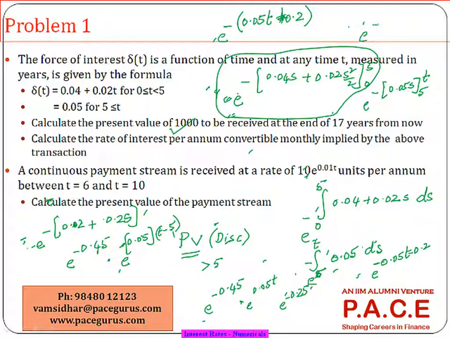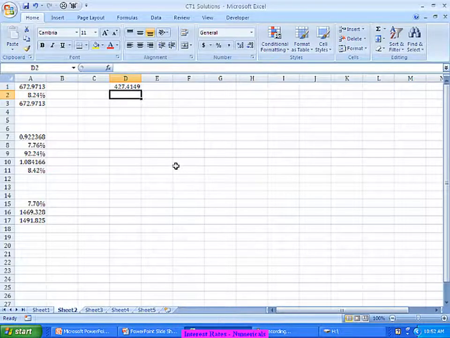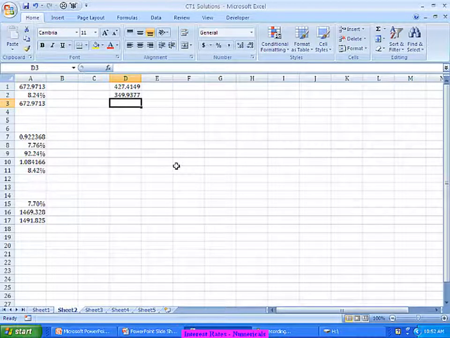So I'll take it as e to the power of minus, I don't need to do integration anymore, 0.05 into t, which is 17, comes out to 0.85, plus 0.2, which works out to e to the power of minus 1.05. So the discount factor in this case is e to the power of minus 1.05. Let's see what it works out to. So 1000 into e to the power of minus 1.05 will be the solution here, which is nothing but 341.